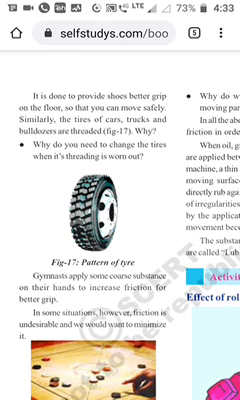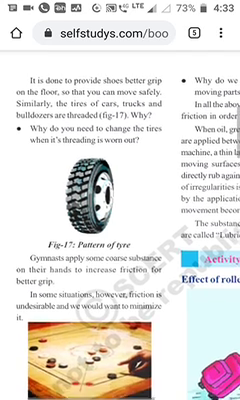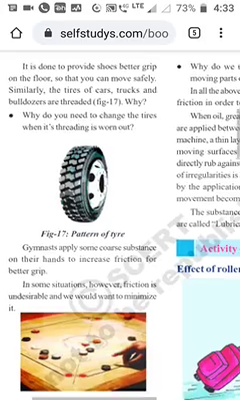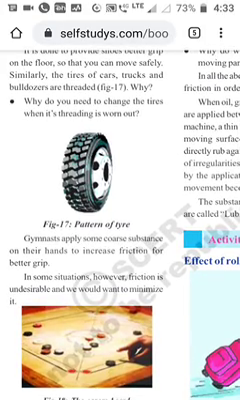Yes or no? Because of the threading only, friction will be there. Without the threading, what happened? They will get the slipping. So we need to change the tires of the cars or the bikes. The pattern of the tire, you have to observe, looks like the pattern of the shoe bottom also. Next, gymnasts apply some coarse substances on their hands to increase the friction for better grip.